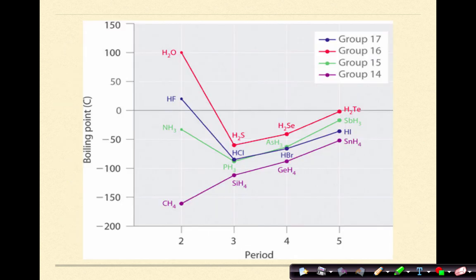We can see that in this particular graph, where we have oxygen, fluorine, and nitrogen all coming out of period 2, and compared to the rest of the molecules that we see here, they all have high boiling points. Elements in periods 3, 4, and 5 have much lower boiling points because those particular elements do not have a great enough electronegativity difference between the hydrogen and themselves.